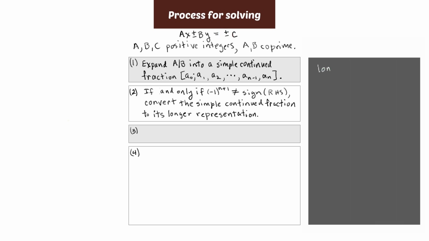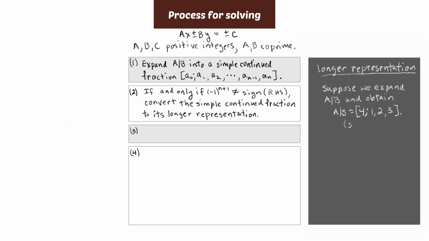We'll just touch on what it means to convert a simple continued fraction to its longer representation. Let's say that when you expand a over b, the result is 4, 1, 2, 3. This is what we can call the shorter representation. When you expand a rational number, the result is the shorter representation. It can be converted to the longer representation, which would be 4, 1, 2, 2, 1. The last term, the 3, was replaced by 2, which is 1 less than 3, and there's a 1 appended to the end. That additional term makes it longer by 1 term, so we can call it the longer representation.